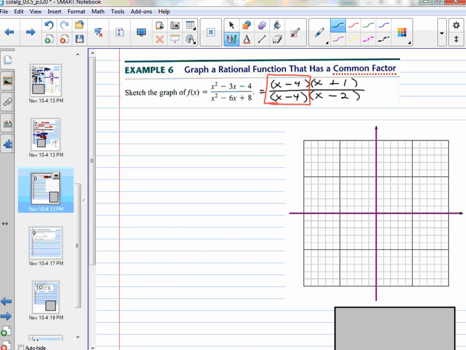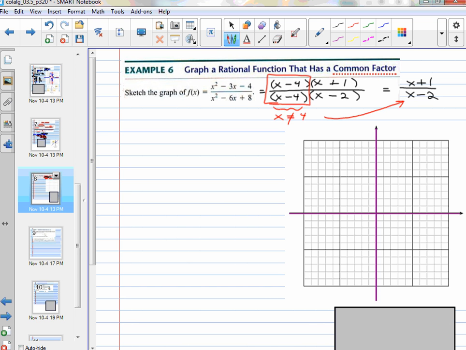If I have a common factor, it means those things would reduce out, leaving me x plus 1 over x minus 2. But that's not the original. The original included this. But I cannot have x equaling 4 because it would make this undefined. I can't divide by 0. 4 minus 4 is 0. So on this new one, I just need to remember x cannot really be a 4 on that new one.